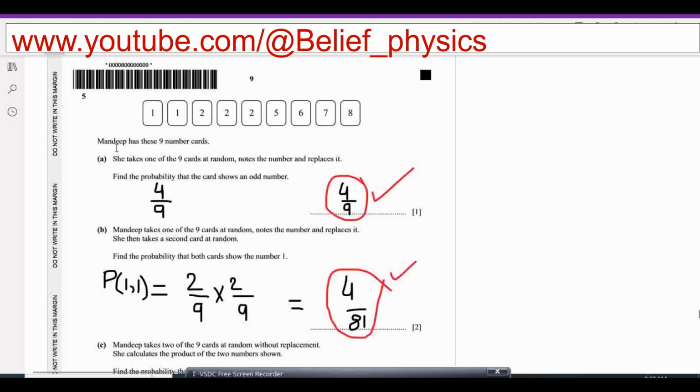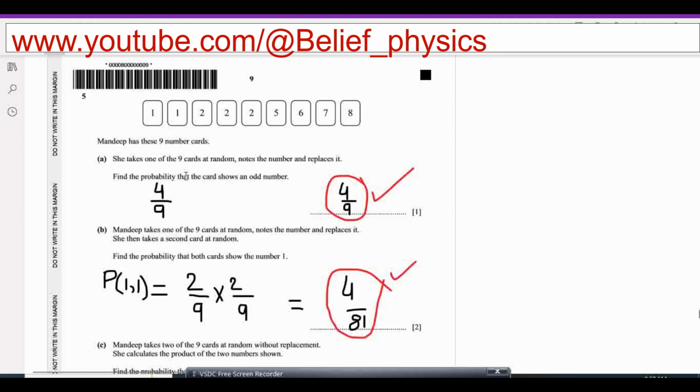Mandeep has these 9 cards. The number 1 card is there 2 times, the number 2 card 3 times, one number 5 card, one number 6 card, one number 7 and one number 8 card. The total is 9 cards. She takes one card of these 9 cards at random, notes the number and replaces it in the bag. Find the probability that the card shows an odd number.